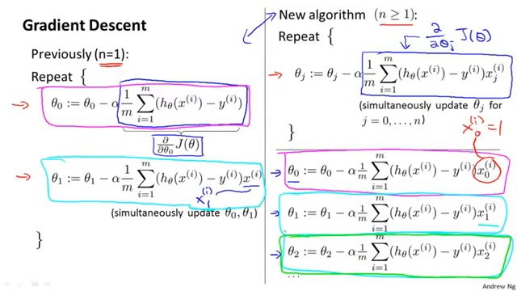There's a lot going on on the slides, so I definitely encourage you, if you need to, to pause the video and look at all the math on the slide slowly to make sure you understand everything that's going on here. But if you implement the algorithm written up here, then you will have a working implementation of linear regression with multiple features.